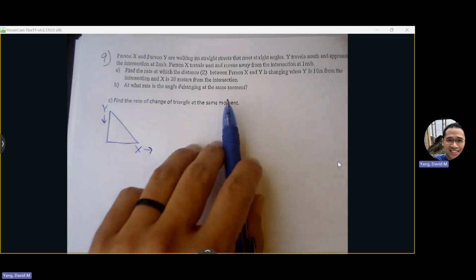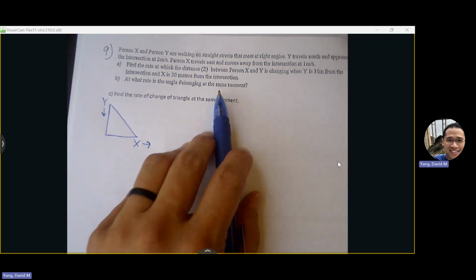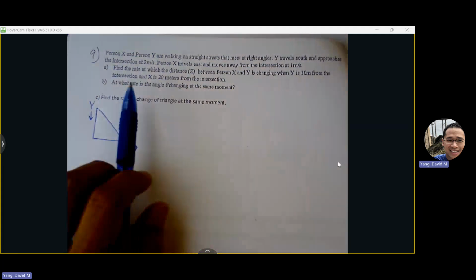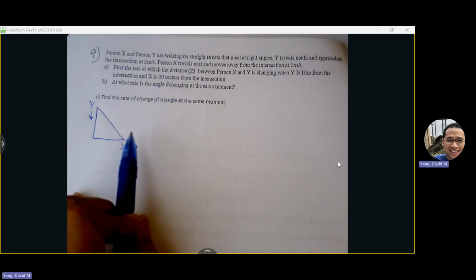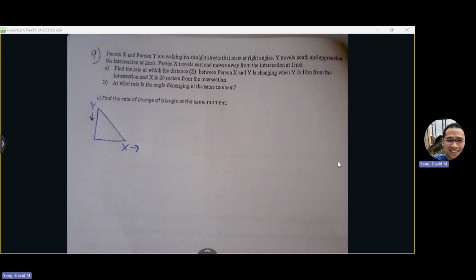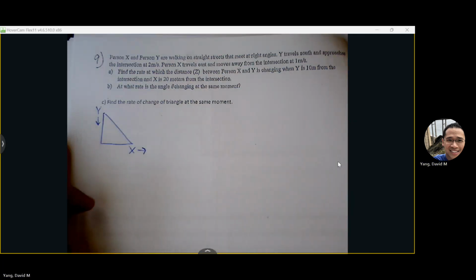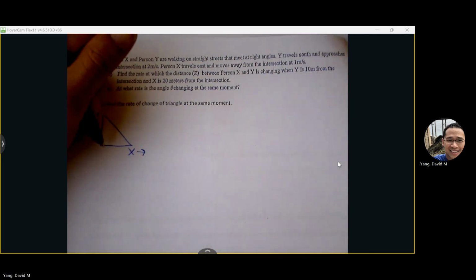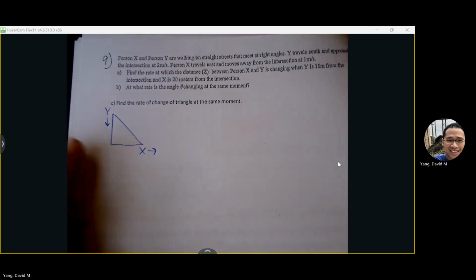Person X and person Y are walking on straight streets that meet at right angles. Y travels south and approaches the intersection. Person X travels east and moves away from the intersection. Find the rate at which the distance between X and Y is changing at these moments in time. Okay, Pythagorean theorem.